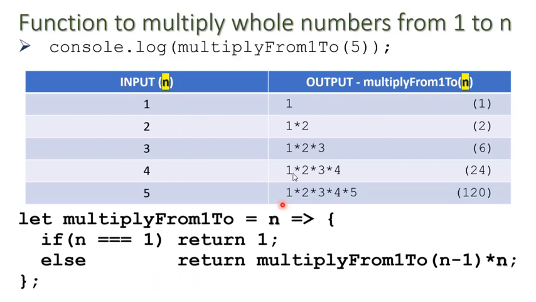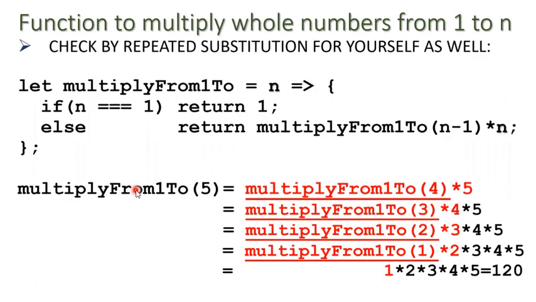So somewhere below our function definition, you can add console.log multiply from 1 to 5 to see if you get 120. You can replace the 5 with 4, 3, 2, and 1 to see if you get the correct answers there as well. You might also want to try some whole numbers such as 8 that you didn't include in your table. Finally, it'd also be very useful to calculate it yourself given the definition using repeated substitution as shown on this slide. This will give you a better understanding of recursion and whether the function does what you expect it to.